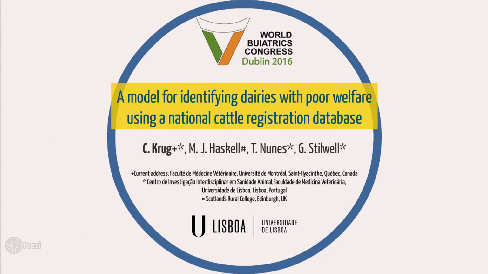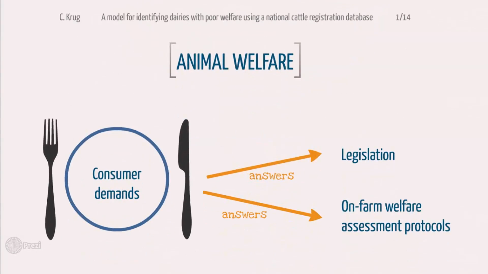Today I'll tell you about the creation of a model to detect dairies with a higher risk of low welfare. Consumers are increasingly concerned about the welfare of animals, and the administration responds to this pressure by creating laws and also protocols to assess animal welfare. The problem with these assessment protocols is that generally they are demanding in time, and in human and material resources.